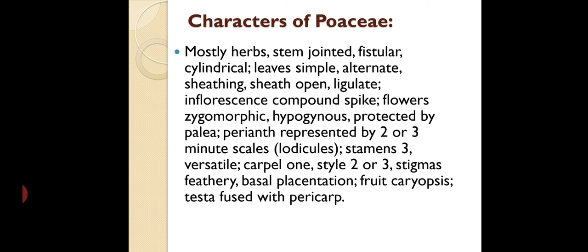Okay, and here it is: mostly herbs, stem jointed, fistular, cylindrical, leaf simple, alternate, sheathing, sheath open, ligulate, inflorescence compound spike, flowers zygomorphic, hypogynous, protected by palea, perianth represented by 2 or 3 minute scales, that is lodicules, stamens 3, versatile, carpel 1, style 2. Carpel 1, and remember 2 will be abortive. Then style 2 or sometimes 3, stigmas feathery, basal placentation, fruit caryopsis. Remember that. Testa fused with the pericarp. That is the characteristic of this caryopsis.